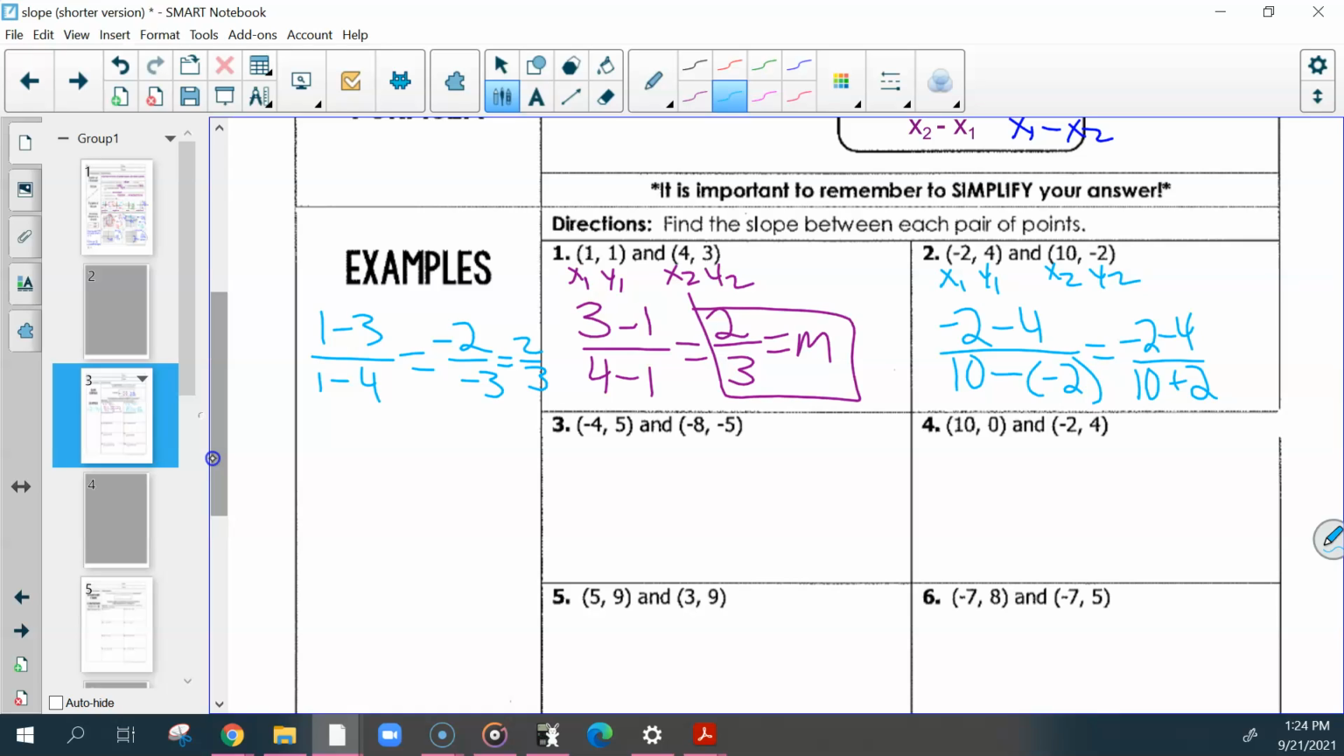And then I can subtract -2 and 4 and add 10 and 2, and then simplify. So -6 over 12 would give me -1/2. This equals m at the top. I just ran out of space. So always simplify if you can.